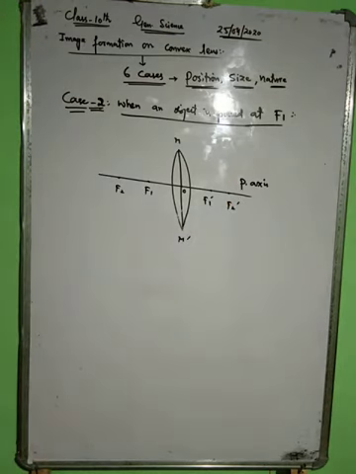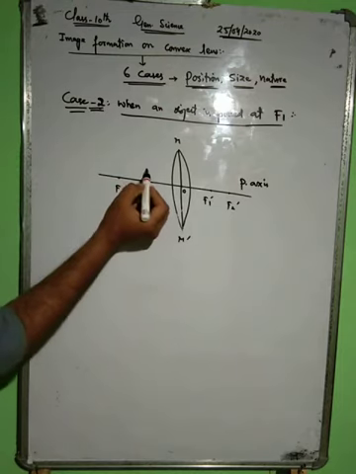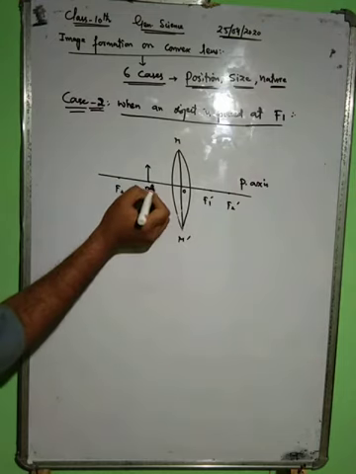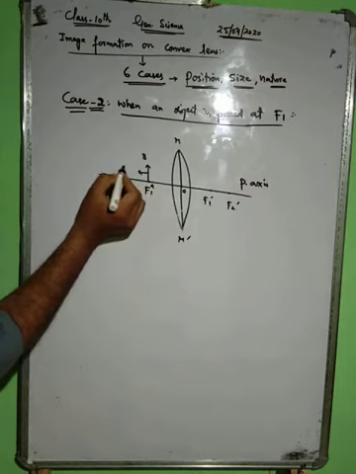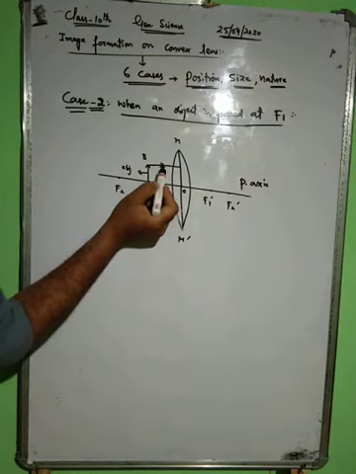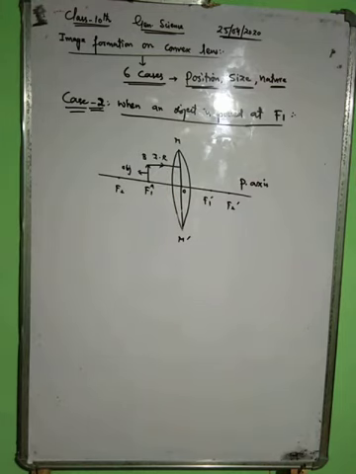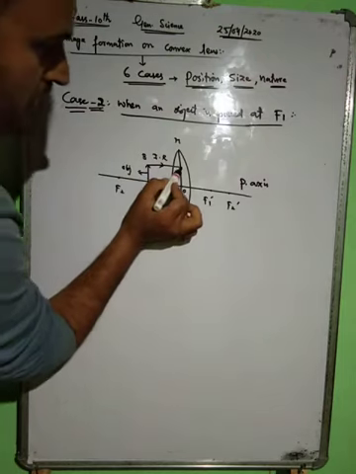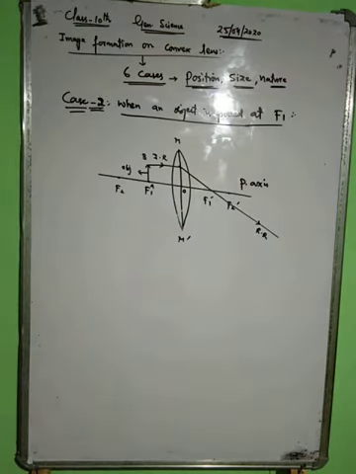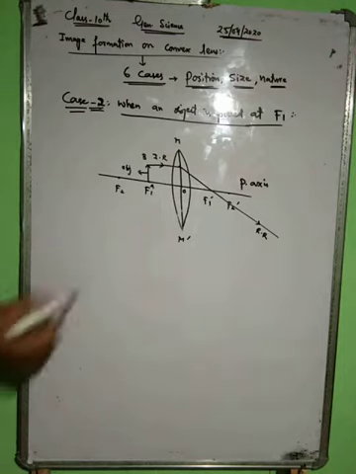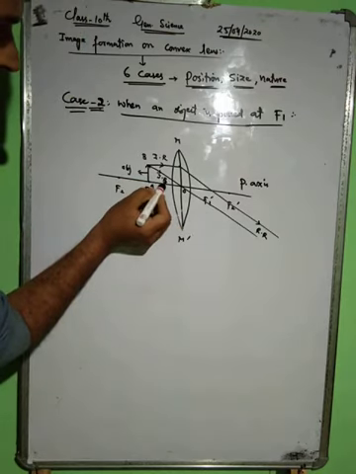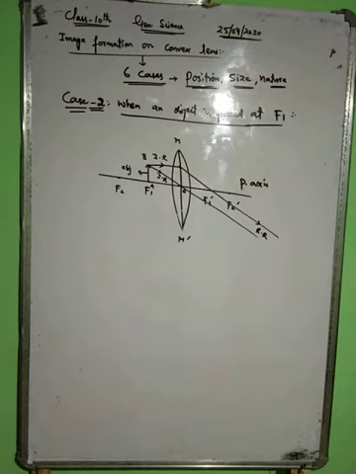Now in the first case, we placed the object between O and F1. Now here we have to place the object directly at F1. Let A be an object. From the object, an incident ray of light falls on the convex lens parallel to the principal axis. As per the rule, after refraction, the refracted ray of light will pass through the focus F1. Now the second ray of light from the object falls directly at the optical center.